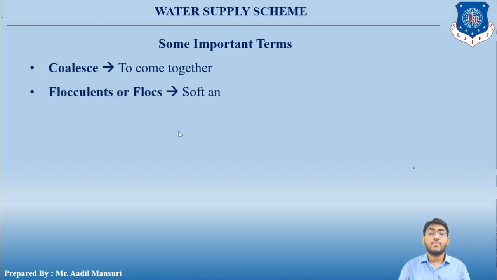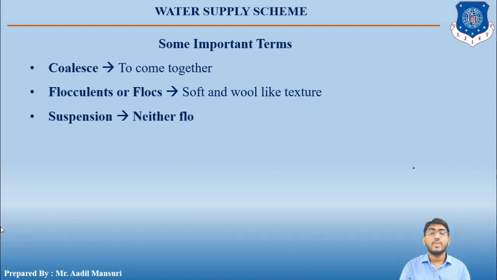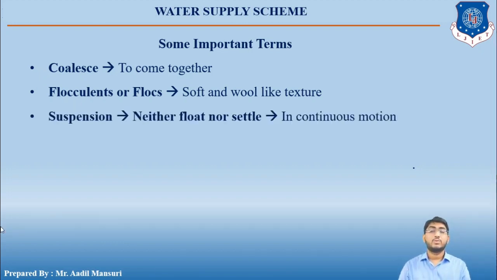Okay, next is flocculants, or the flocks. When you add chemical to the water, the particles which have come together will settle down at the bottom of the tank, and these particles will have a soft, wool-like texture. Those particles are known as the flocks. Next is suspension. The meaning of suspension is that the particle will neither settle nor float in the sedimentation tank. However, it will remain in continuous motion.